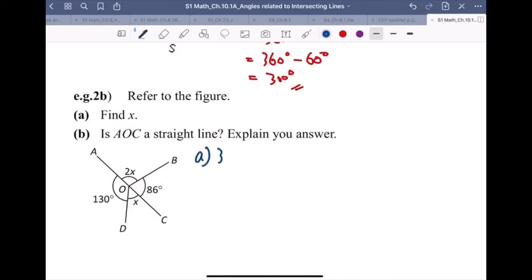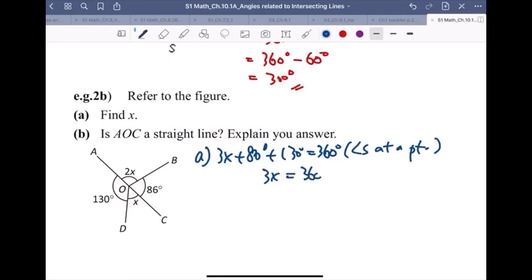So 3x plus 86 plus 130 equal to 360, angles at a point. So 3x equal to 360 minus, we should add these two together, it should be 216. So 3x equal to 144. So x is 48 degrees.